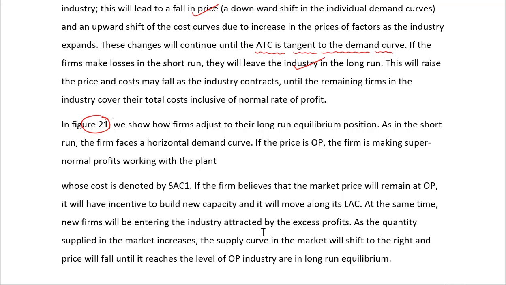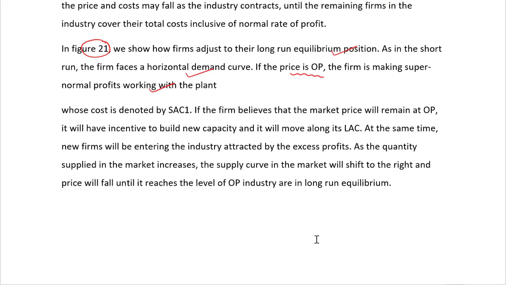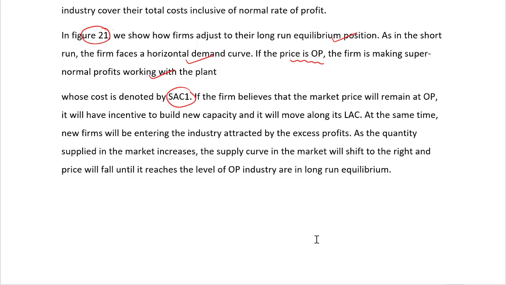In figure 1 we show how firms adjust to long run equilibrium positions. In the short run the firm faces a horizontal demand curve, that is, if the price is OP, the firm is making supernormal profit working with that plant whose cost is denoted by SAC1, short run average cost curve 1. If the firm believes that the market price will remain at OP level, it will have incentive to build new capacity and it will move along its LAC, long run average cost curve.